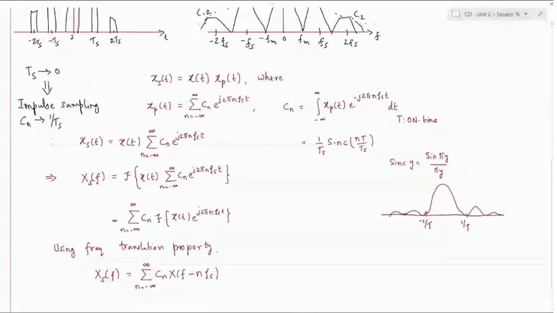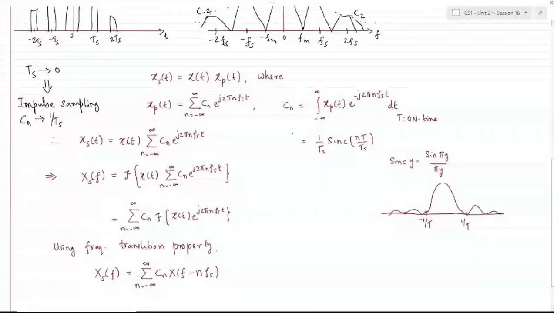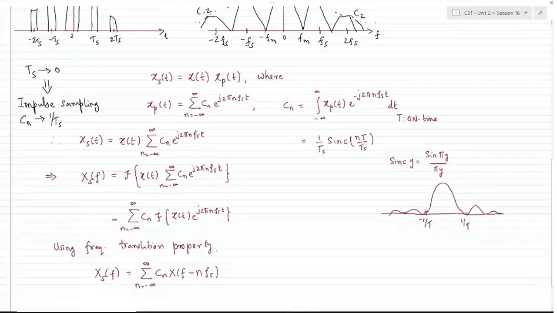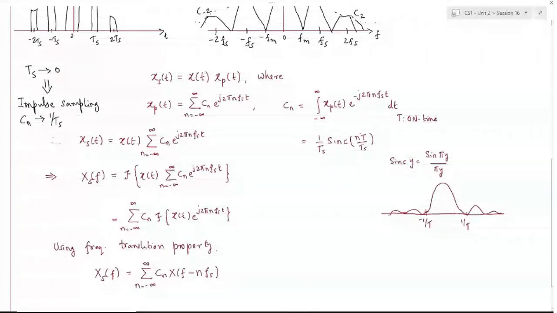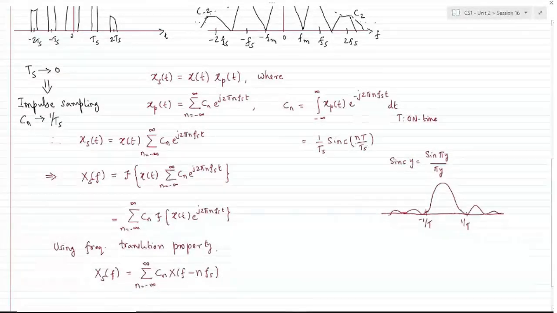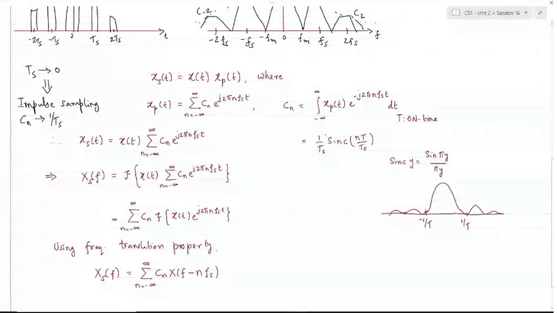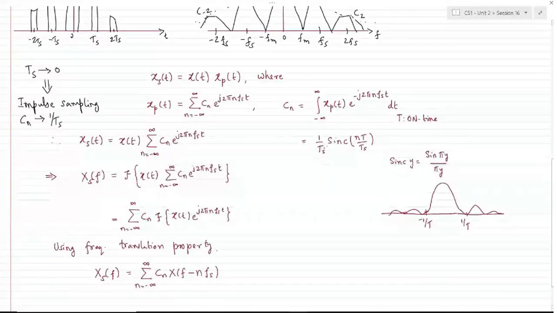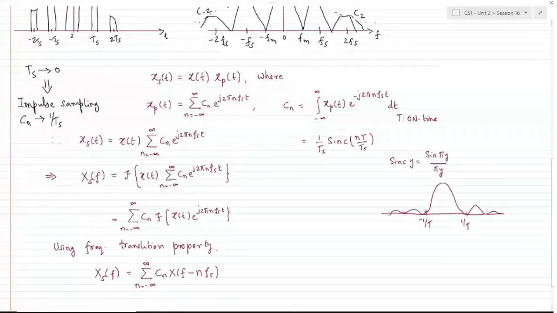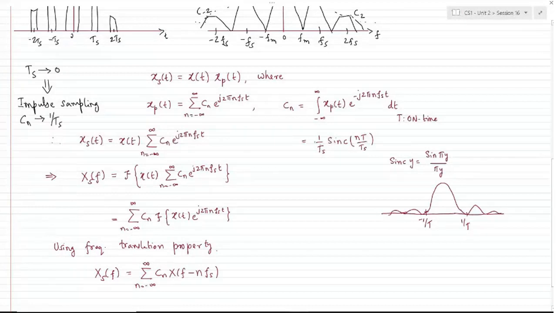as is evident from this expression itself, where I have written Cn is equal to 1 over Ts sinc of n pi Ts by n pi Ts. So as Ts tends to 0, this is a form of sine theta by theta which tends to 1, and hence irrespective of the value of n, you will have a constant amplitude of 1 over Ts, and hence both ideal sampling and natural sampling are identical to each other only in the limiting case of Ts tending to 0.